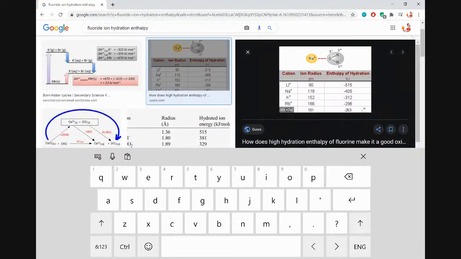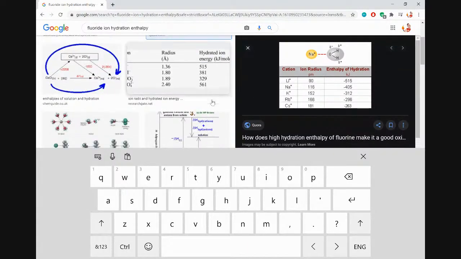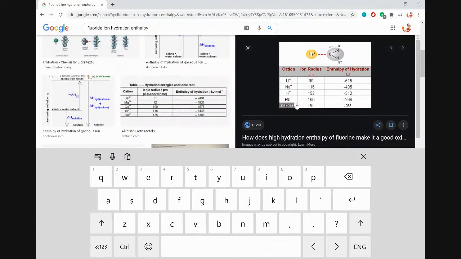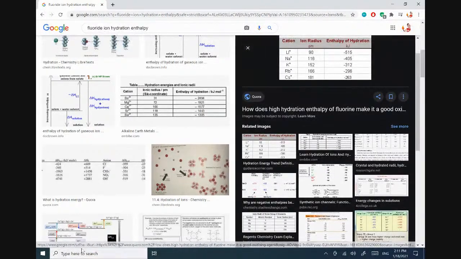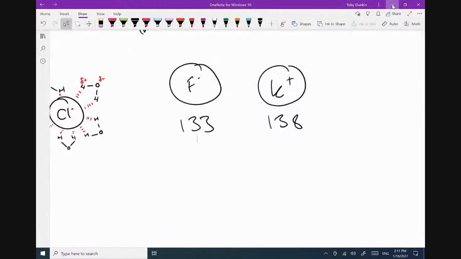Oh, I've got the potassium 312. I got negative 322. For who? For potassium and fluoride? Hang on. Potassium, I'm getting enthalpy of hydration as 312. Would you agree? Yes, okay, so for potassium, delta H hydration is minus 312.